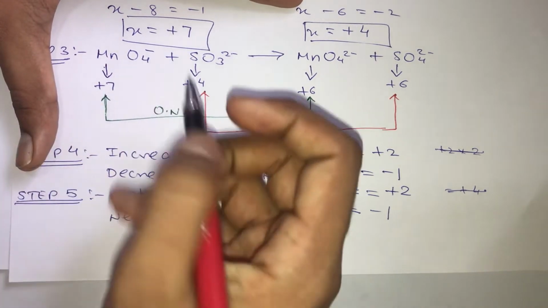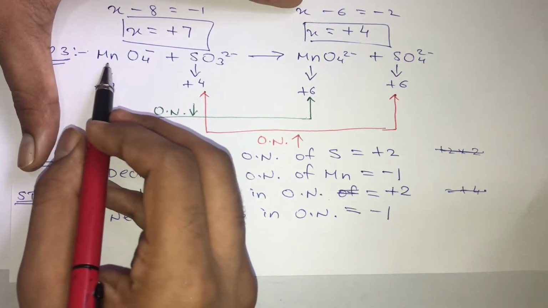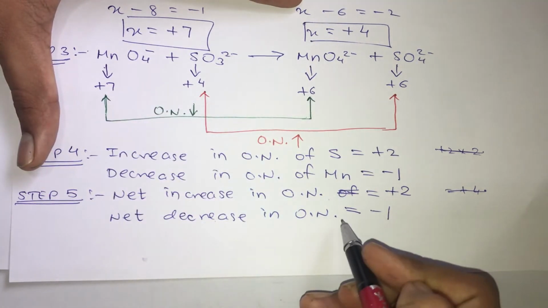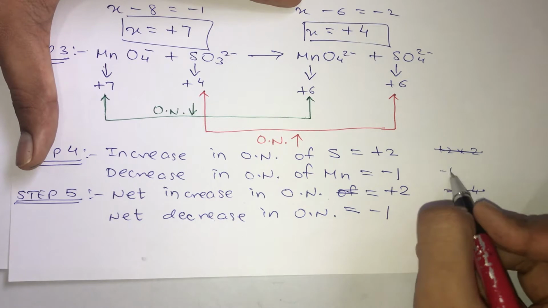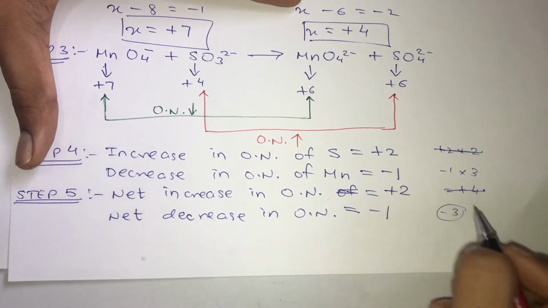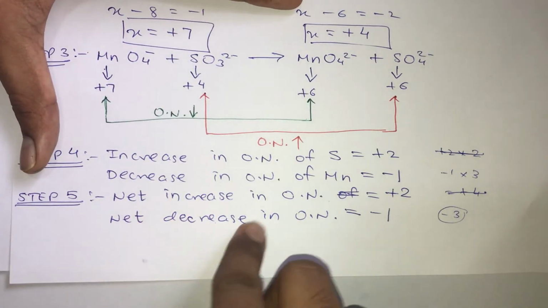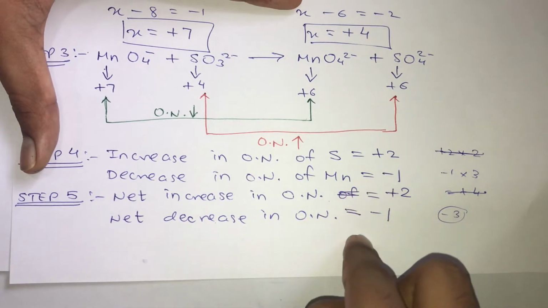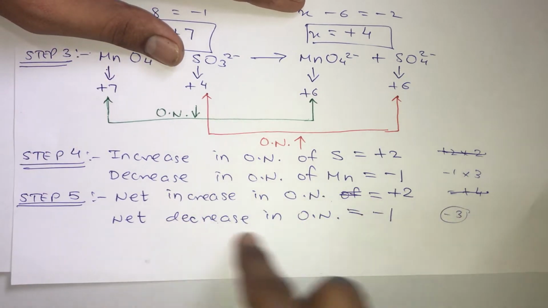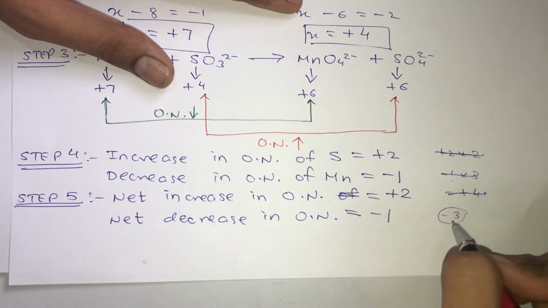Suppose there would have been 3 manganese atoms, instead of 1. So what would have been the net decrease in oxidation number? It would be minus 1 times 3, which is minus 3. But here we have only one manganese atom, therefore the net decrease in oxidation number will be minus 1. In the next sum that I am going to take, the situation will be different. Okay, so this one was a pretty simple one, therefore we have the same situations.